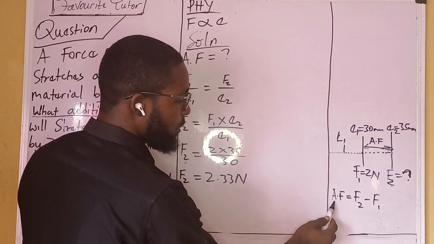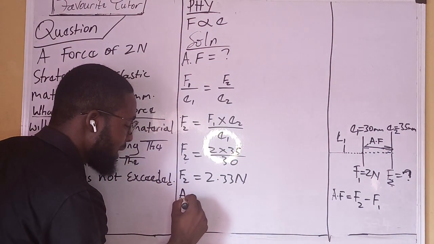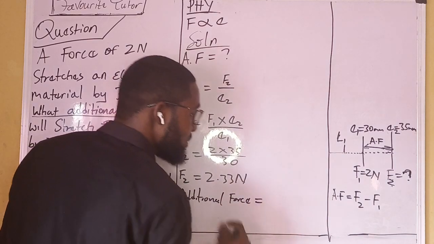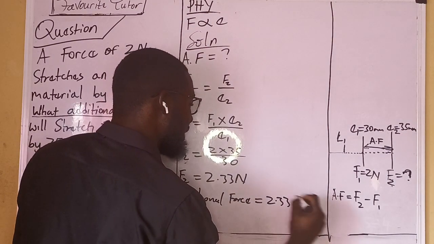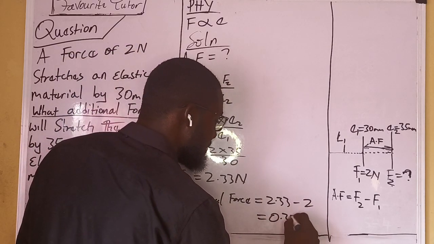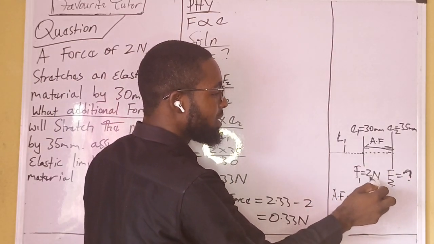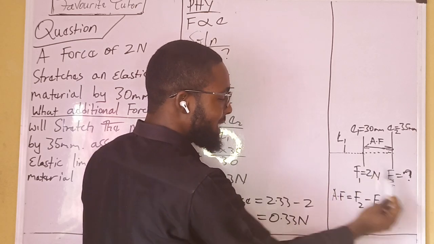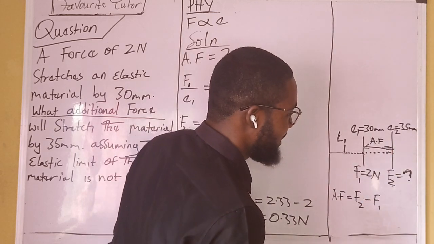2.33 newton. Then additional force is equal to force 2 minus force 1, because we are looking for the additional force. Therefore, additional force, let me write it in full, is equal to force 2, which is 2.33, minus force 1, which is 2. Additional force is equal to 0.33 newton. So when we add 0.33 newton to 2 newton, the material gets to 35 millimeter.